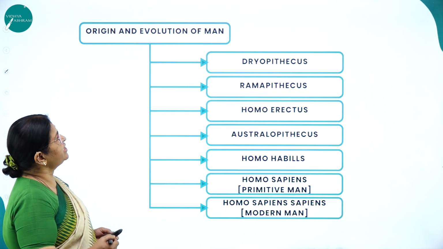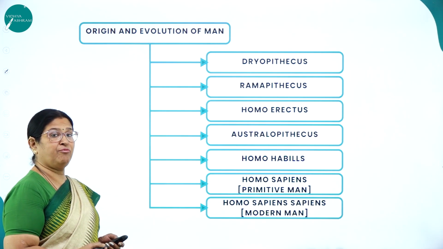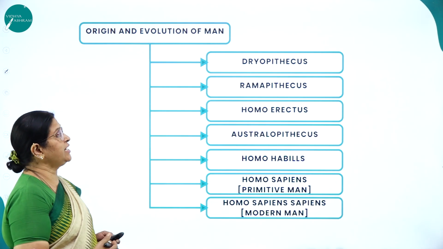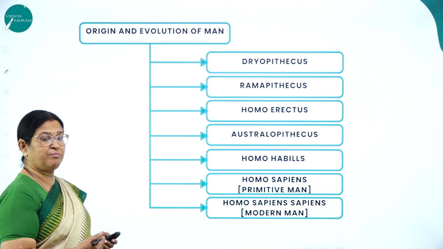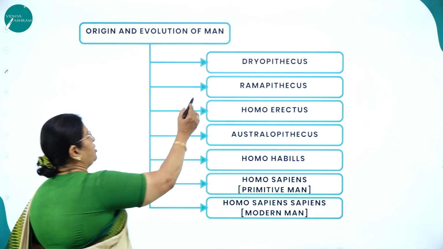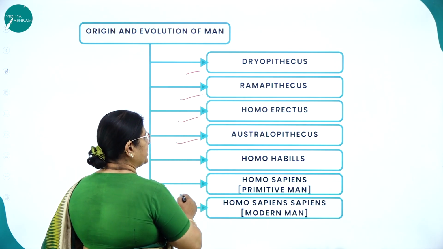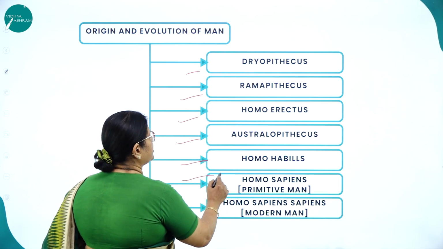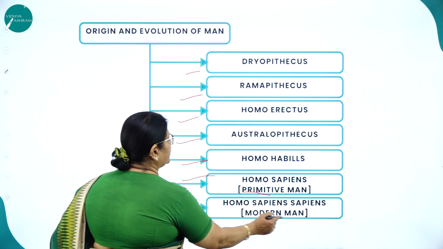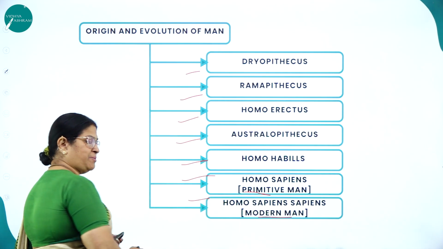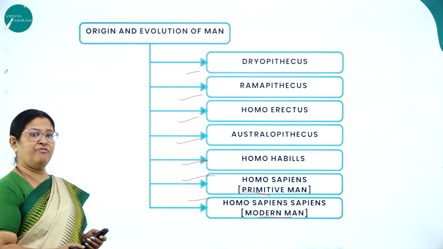Next, origin and evolution of man. How did man evolve? What were the stages that made the modern man evolve? The Dryopithecus, Ramapithecus, Homo erectus, Australopithecus, Homo habilis, Homo sapiens, which is the primitive man, then the modern man called Homo sapiens sapiens. So this is the evolution of man.